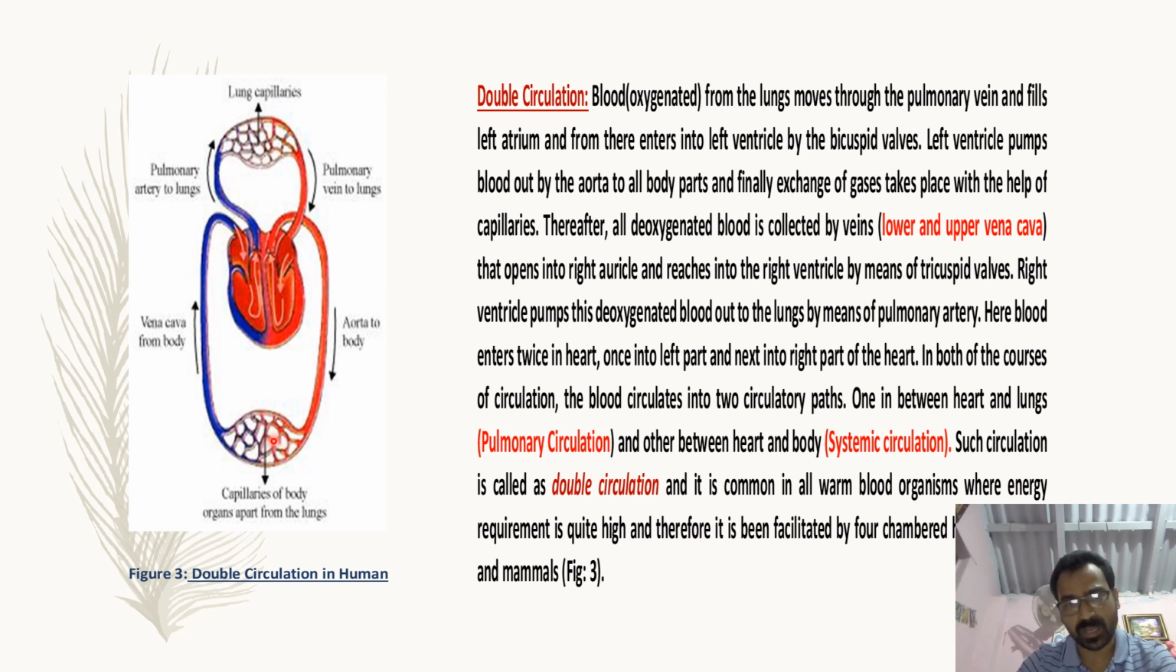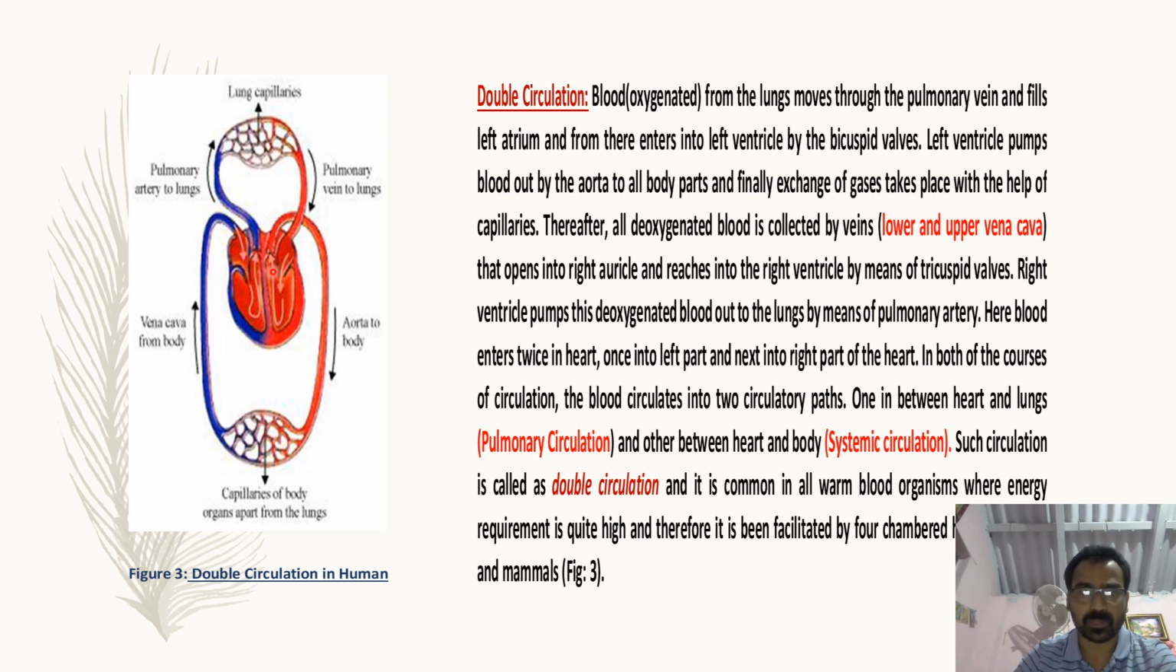So now we can understand that double circulation is a process in which the blood enters twice into the heart, and blood flows in two parts: first, heart and lungs, and second, heart and cells and tissues. So this is the double circulation in the case of human beings. Double circulation is very specific, where a four-chambered heart is there.